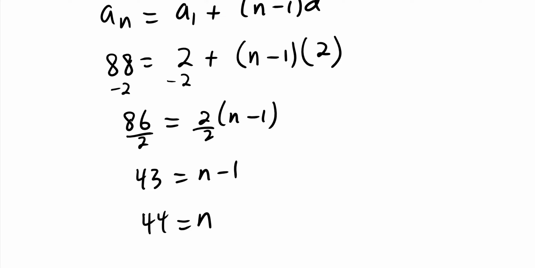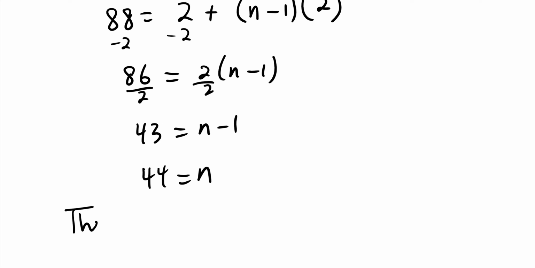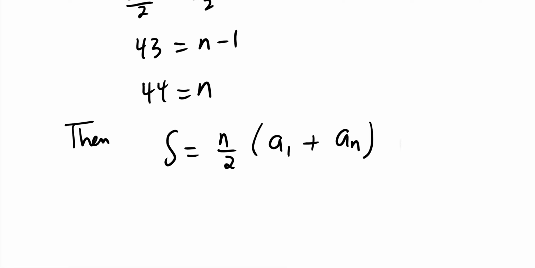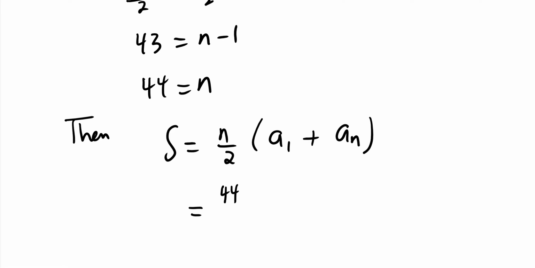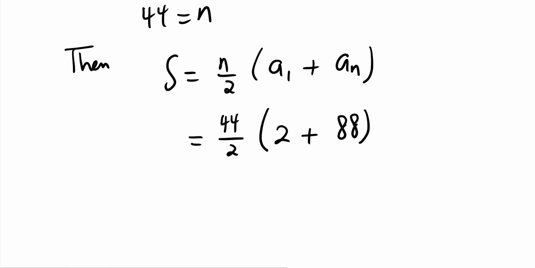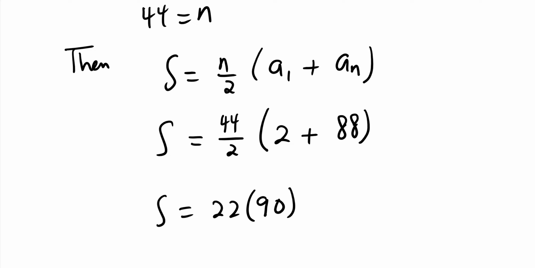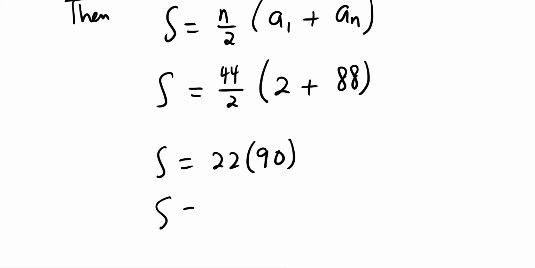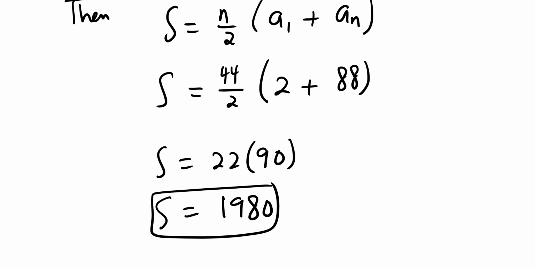So now I found n, then I can find the sum. It is n over 2 times a1 plus an. So what is n? n is 44 over 2. a1 is the first term, which is 2, and the last term was 88. So now all we have to do, the sum is 22 times 90. So if we multiply it out, that gives us 1980. So that's the sum.